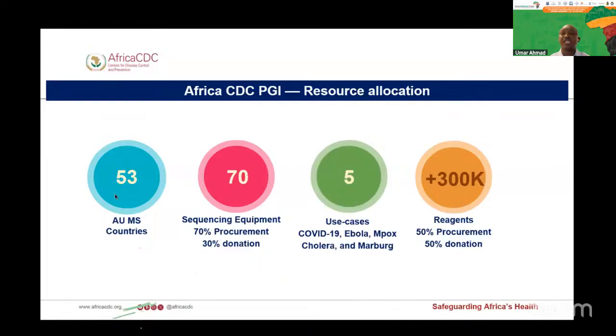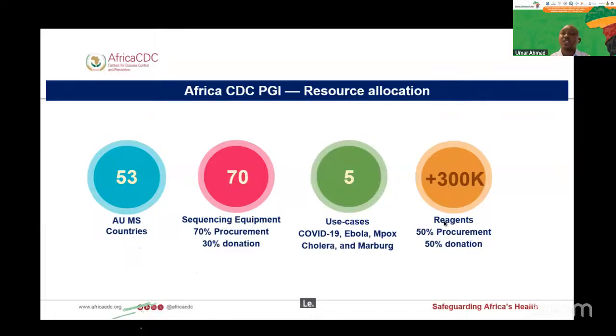We contributed sequencers to 53 out of 55 member states. And the sequencing equipment was 70% procured by the Africa CDC, and 30% were donations. And we focus on 5 use cases: COVID, Ebola, Mpox, and cholera.